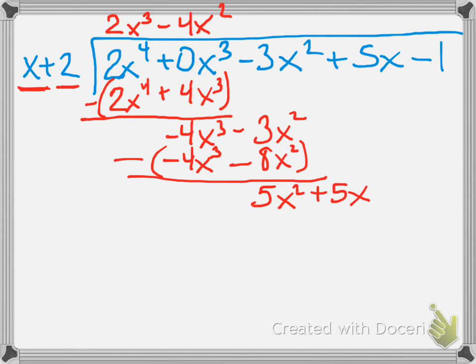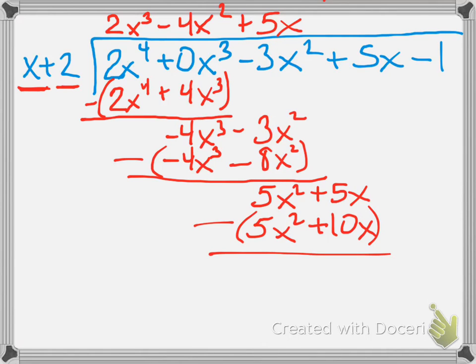And then from here, let me see if I can move my screen around a little bit. I ask, how many times does x go into 5x squared? This can give me a plus 5x. So 5x times x is 5x squared, and 5x times 2 is going to be a 10x. And then I need to subtract. And then 5x squared minus 5x squared is 0. 5x minus 10x is negative 5x. And then bring down the minus 1, and I'm barely going to squeeze this on the screen.